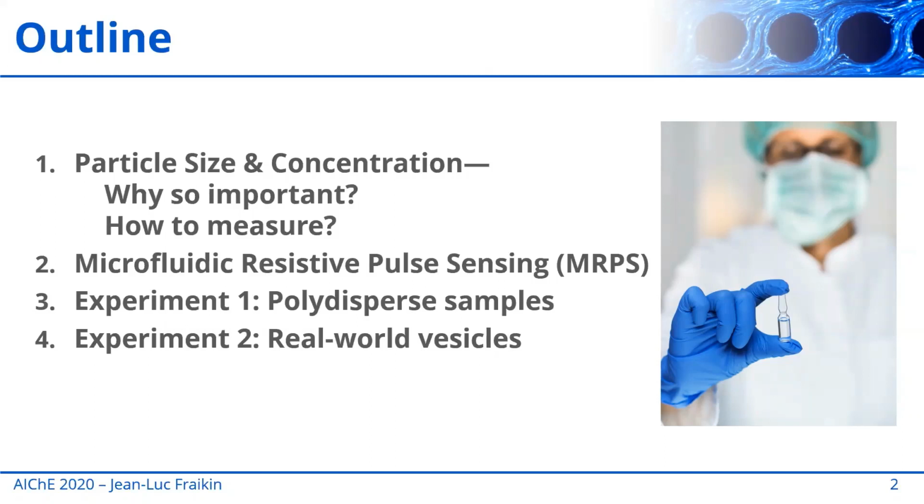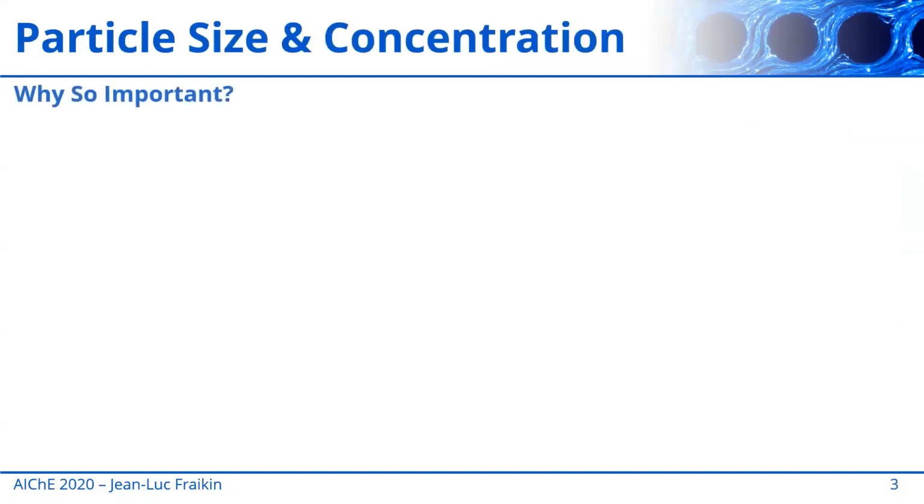These are simple examples. In experiment one, we just measure a few different polydispersed samples and show an interesting result about light scattering based technologies. And then in experiment two, we apply essentially what we've learned in experiment one to see the impact of that in real world vesicle samples.